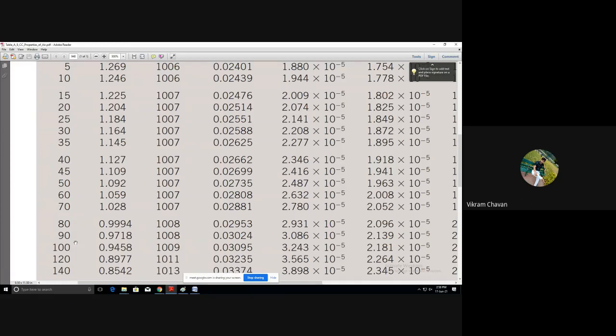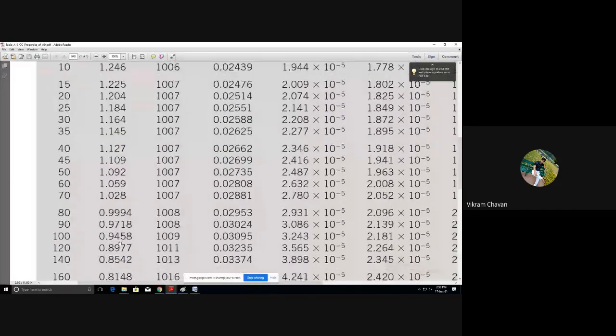Or else, by taking the average properties also you can check. If you take the average of 90 and 100, you will get the properties for 95 degrees Celsius, and that will be near to 96 degrees Celsius. Because there is not much difference, between 0.9718 and 0.9458 you will get in between about 0.96 for the density of the air.